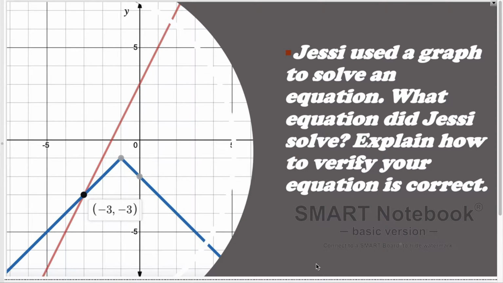One equation. What equation did Jerzy solve? Explain how to verify your equation is correct. So we have this equation here now, and we are looking to see what equation has this line here and what equation has the V shape. We already know this is a linear function or linear equation.